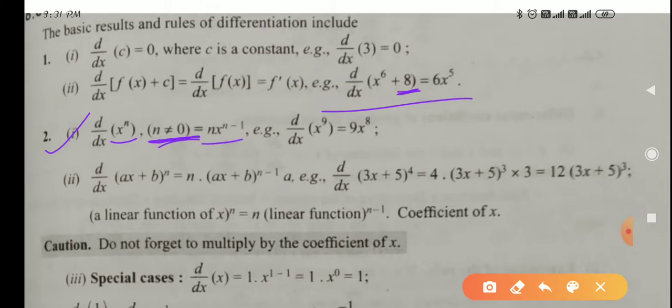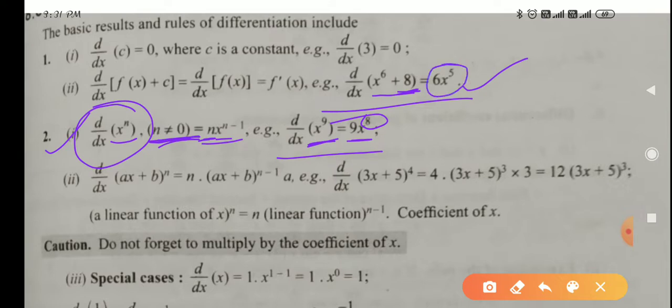So the result is n x to the power n minus 1. If you are making differentiation like this, n will come in front and the power of x will be 1 less. So n x to the power n minus 1. Here you can see d upon dx of x to the power 9 is 9 x to the power 8, 1 less power. Now in the previous example, d upon dx of x to the power 6 plus 8: d upon dx of x to the power 6 will be 6x to the power 5, and for 8, d upon dx I already told you is 0.